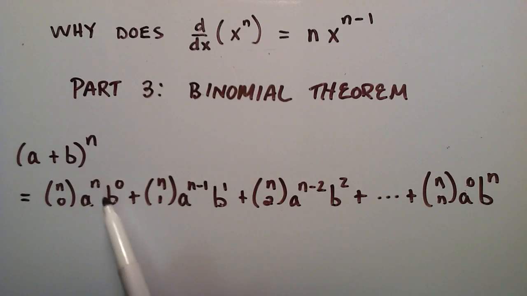Now, the b part is going to be just the opposite of that. It's going to start at 0 and end at whatever power we're raising it to. So if we were raising this to the 5th power, this would be b to the 0, b to the 1, b squared, b to the 3rd, all the way up to b to the 5th. That's the pattern of the binomial theorem. Now that we've discussed the pattern, let's do a quick example.